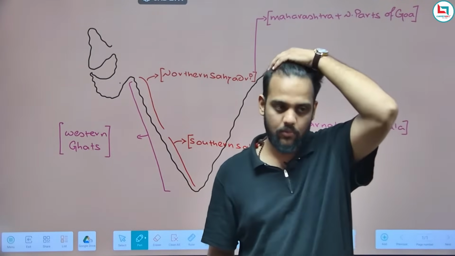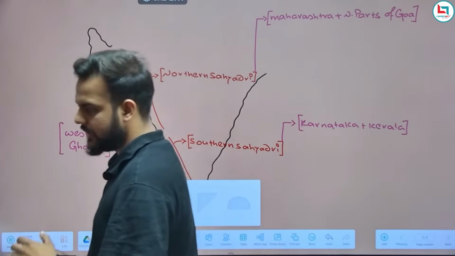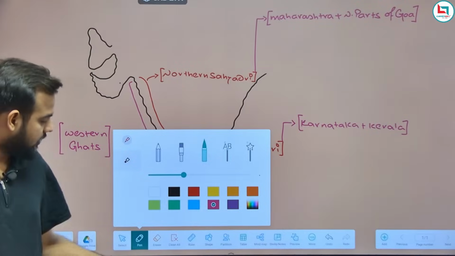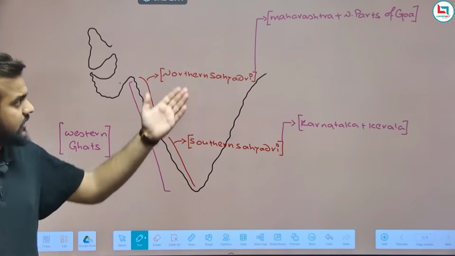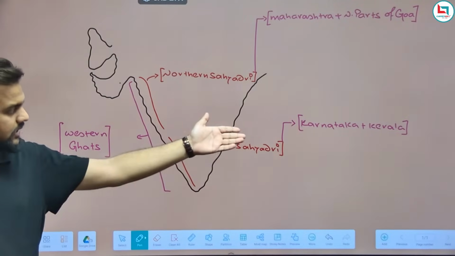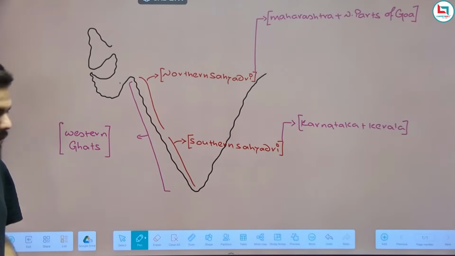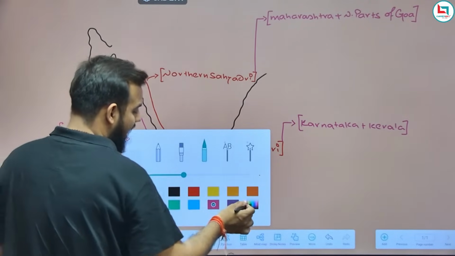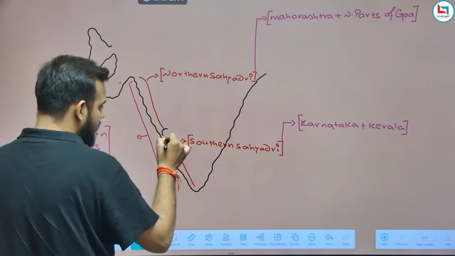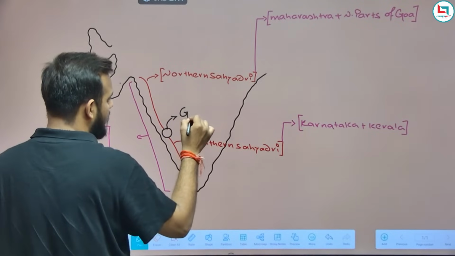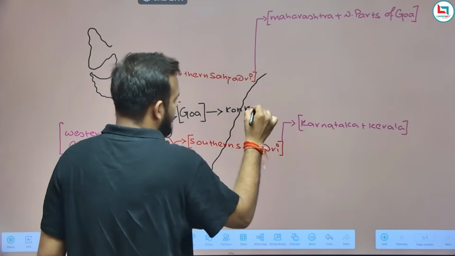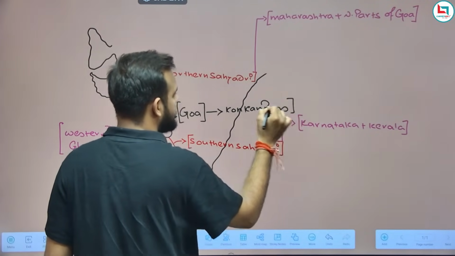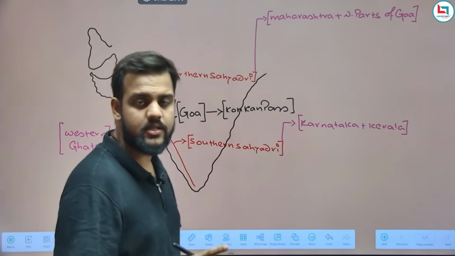Now guys, let's talk about the next thing. When we talk about these Sayadris, remember one thing: the Western Ghat originates from the state of Maharashtra. Northern Sayadris are present in Maharashtra and northern parts of Goa. Southern Sayadris are present in Karnataka and Kerala. And in Goa, we have a region where we don't have the presence of Sayadri. This gap is present in Goa, and this gap is known as the Konkan Pass. Remember, the Konkan Pass is present in the state of Goa.